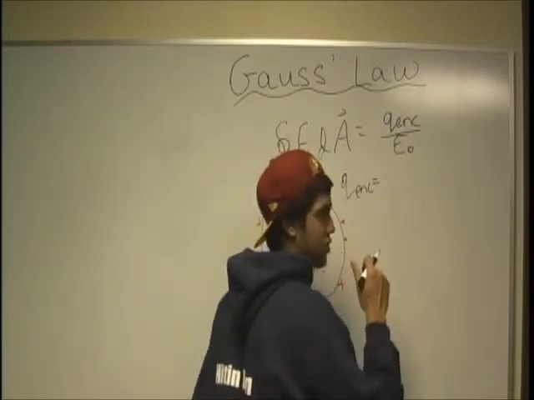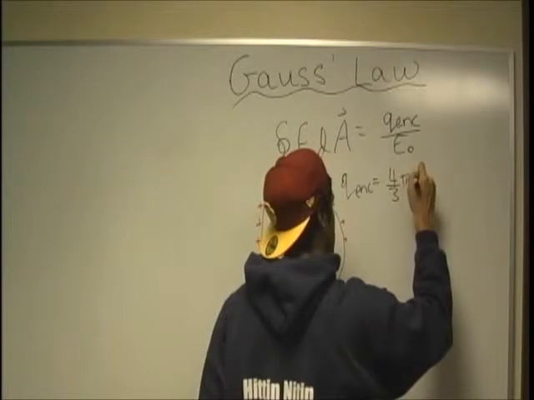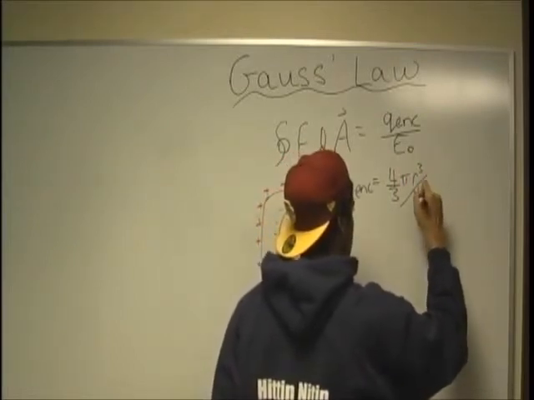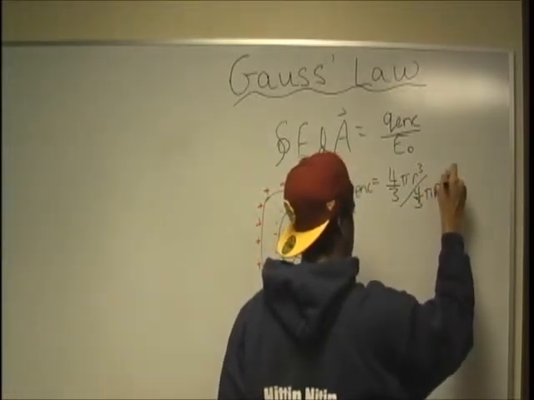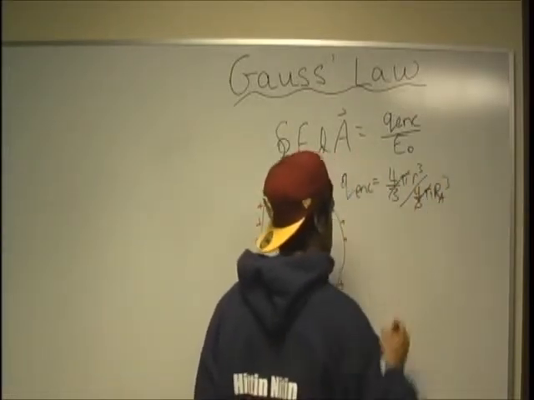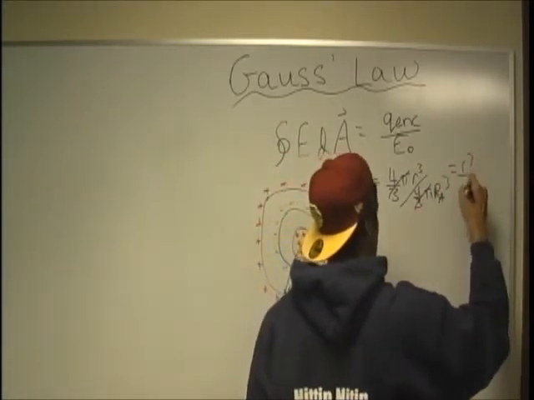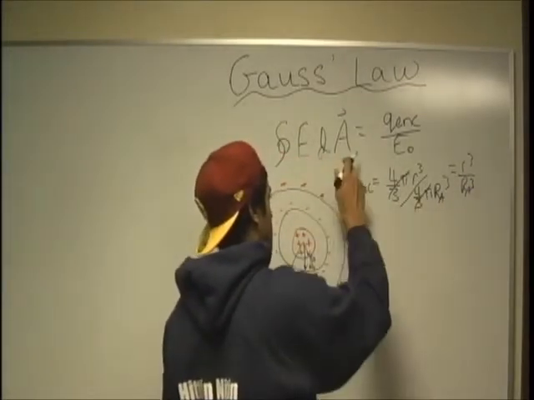Sorry, conducting sphere. So 4/3 pi little r cubed divided by 4/3 pi big R_A cubed. So we can cancel out these two. So the Q enclosed is going to be Q times r cubed over R_A cubed. And now we can go back to the formula and plug this in.